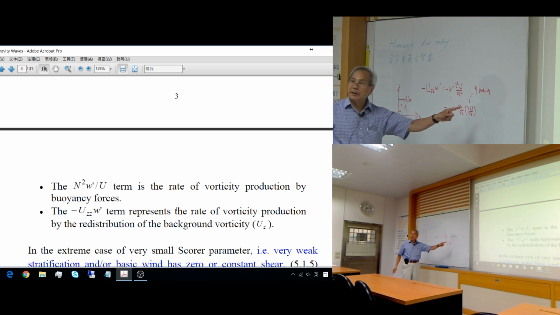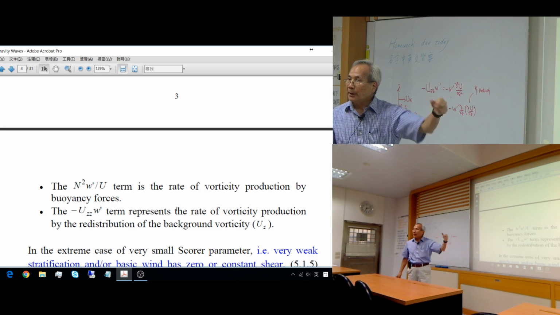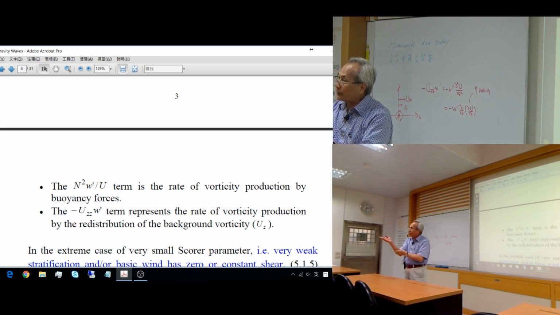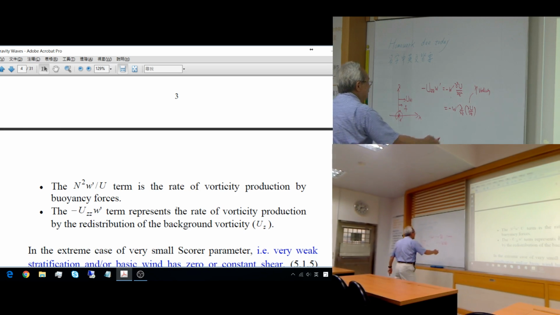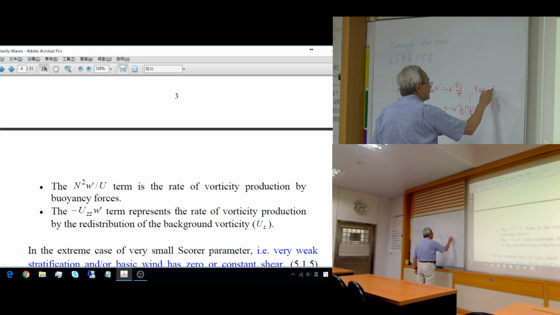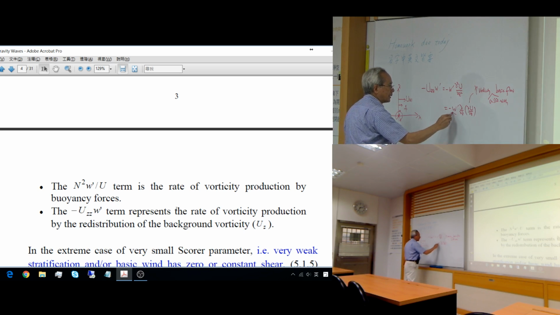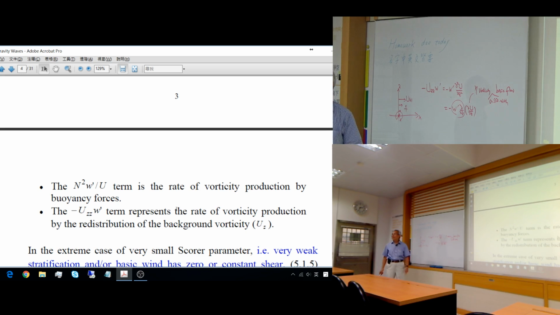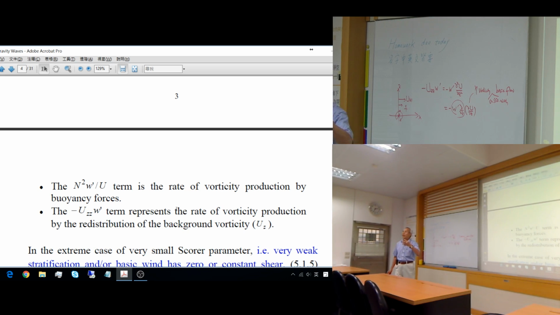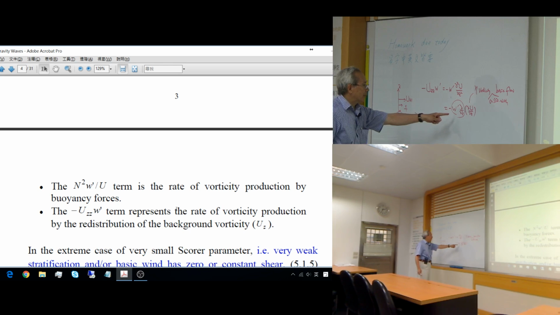but that Y vorticity is different from that Y vorticity. This Y vorticity is associated with basic flow. Y vorticity of basic flow, associated with basic flow. And then this is advection by perturbation wind, not advection by basic wind. Normally we talk about advection by basic wind, but here it is perturbation advection.